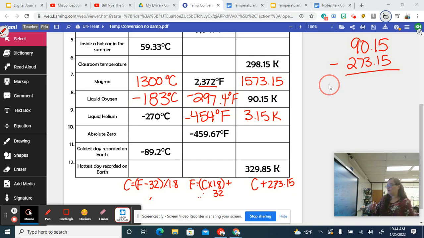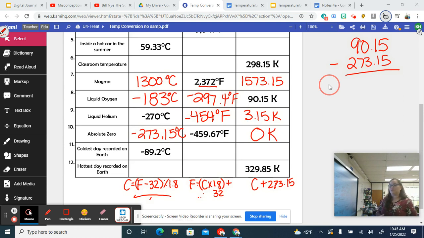Pause it. Here we go. So we're going to convert from Fahrenheit to Celsius. So we need to do 459.67, make it negative. And then we're going to look at our formula here. So minus 32 equals, and then divided by 1.8 equals negative 273.15. And then now we need to add 273.15, and we get 0. Absolute zero is 0 Kelvin. All right, coldest day ever recorded on Earth.